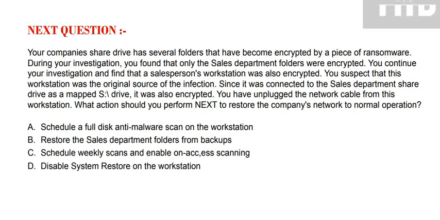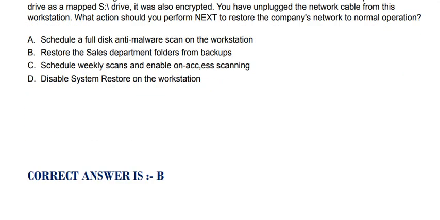What action should you perform next to restore the company's network to normal operations? And the options are option A, schedule a full disk anti-malware scan on the workstation. Option B, restore the sales department folders from backups. Option C, schedule weekly scans and enable on-access scanning. And option D, disable system restore on the workstation. The correct option is option B.